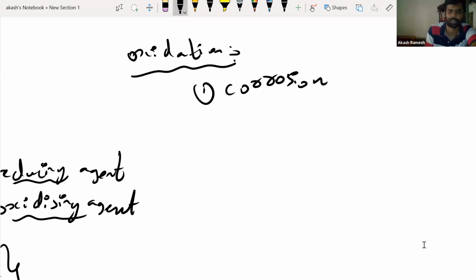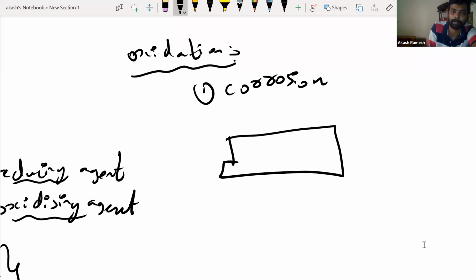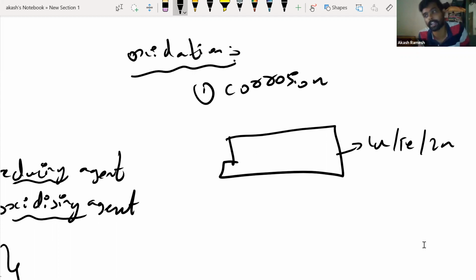So what do you mean by corrosion? Very simple. Generally, I will have a metal bar. Generally, metals will be in solid form. Say this is copper, for example, or iron, or zinc, whatever it is. Now, if you keep this metal exposed to the atmosphere, you just keep it in your room, or in your veranda, somewhere exposed to the outside atmosphere, basically exposed to air. Assume that this surface is exposed to the atmosphere.